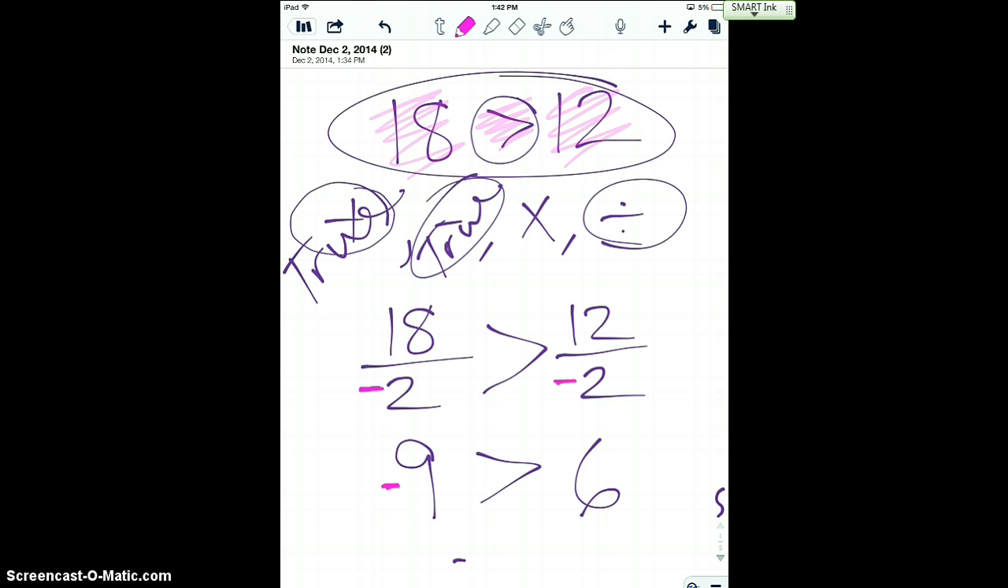Then this would be a negative 9. That would be a negative 6. And is negative 9 greater than negative 6? No. It's colder. It's less. So the same thing happens here with multiplying and dividing, the thing that we're looking at.